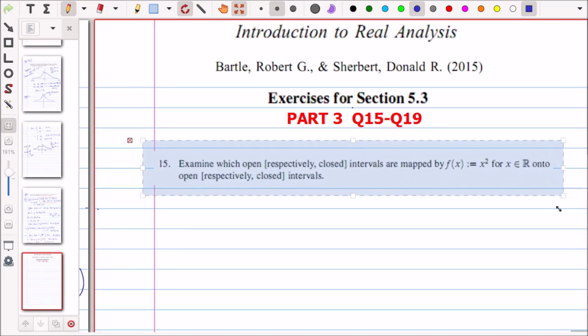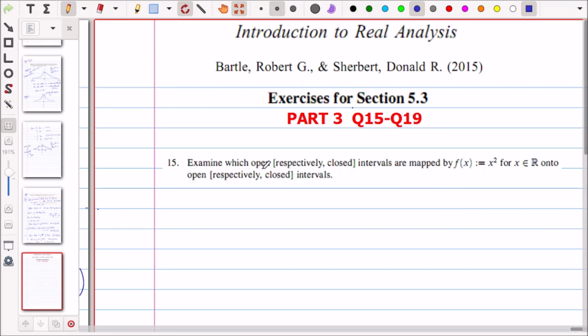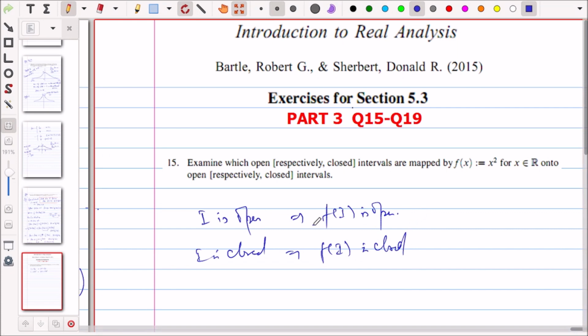In question number 15 we are given the function f(x) equal to x square, and we are asked to examine which open intervals are mapped to open intervals, and respectively which closed intervals are mapped to closed intervals. So basically what we are asked is, if I is open, then for which I is f(I) also open. And if I is closed, for which I is f(I) also closed. So we have to examine for which I's f(I) is open and f(I) is closed.